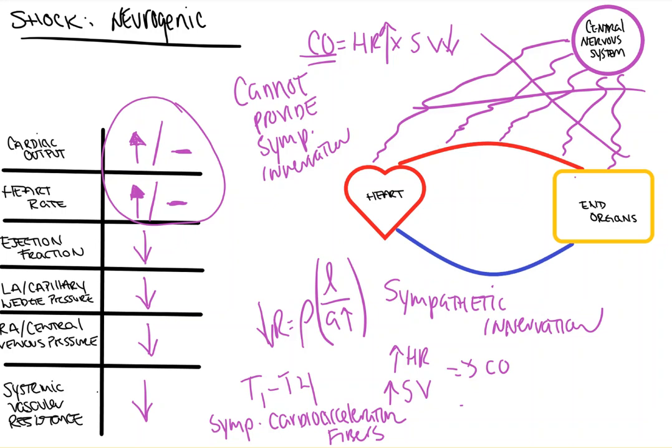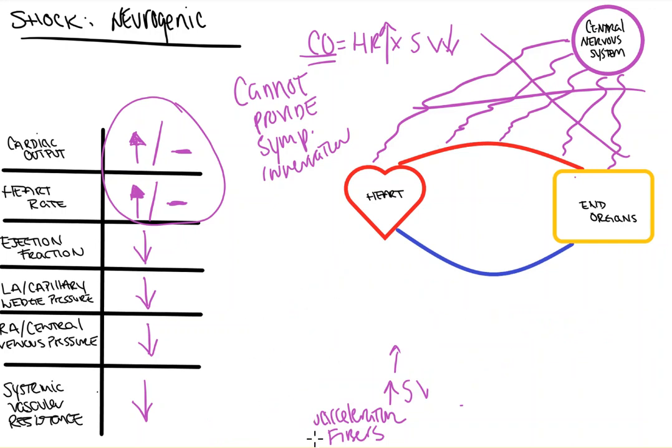So let me go ahead and erase some of this stuff down here. Causes include brain injuries such as TBIs and spinal cord injuries, and treatment is basically supportive care until the underlying issue can be addressed. So pressors, fluids if need be, whatever you need to do. That's all for neurogenic shock. This is a special case of distributive shock. I hope this was clear and simple.